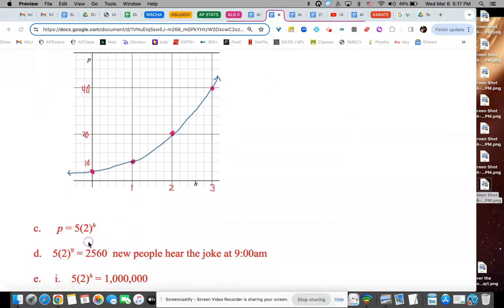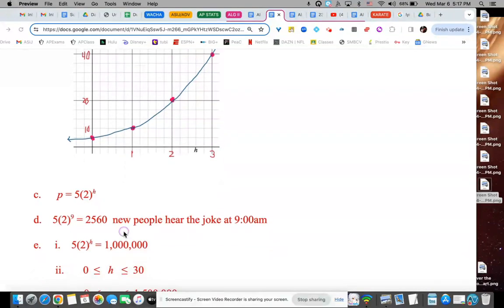If I wanted to write the equation to match that, again, I'm starting with 5. The rate is double, double, double, so it's just 2. And then we have the time period as the power. Part D is asking, what about after 9 hours? So let's just put 9 into our equation: 2 times 2 times 2, 9 times, and then times 5. So just throw it in your calculator, but make sure you put context on it. You have to have the context. So this is how many new people heard the joke after 9 hours. So if it was midnight, then that means 9 a.m.